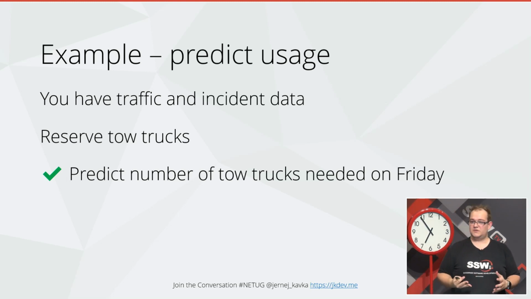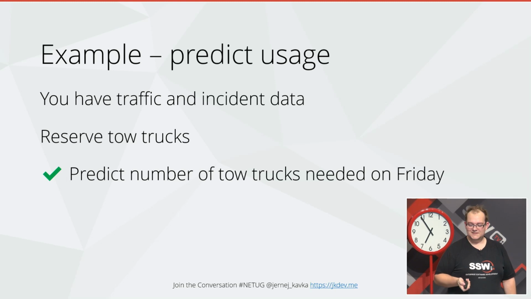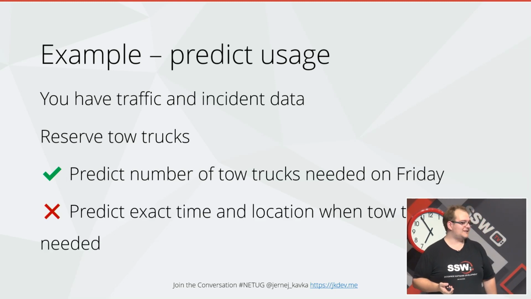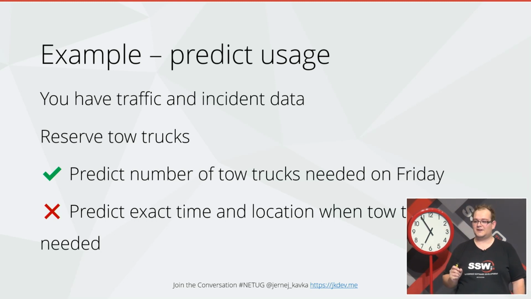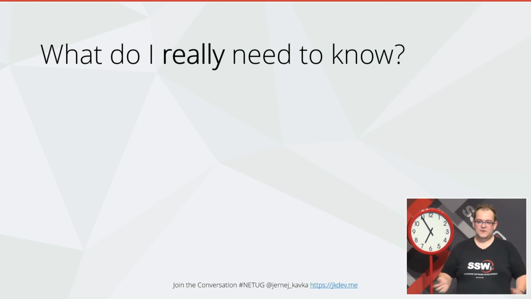But what you shouldn't be doing with machine learning, at least until you have more advanced data scientists behind you, and maybe oracles, is to predict the exact time and location when you need the tow trucks, because that's basically predicting the future. And that's what machine learning doesn't do. It can give you some estimates based on the statistics. But what you really need to know about machine learning.